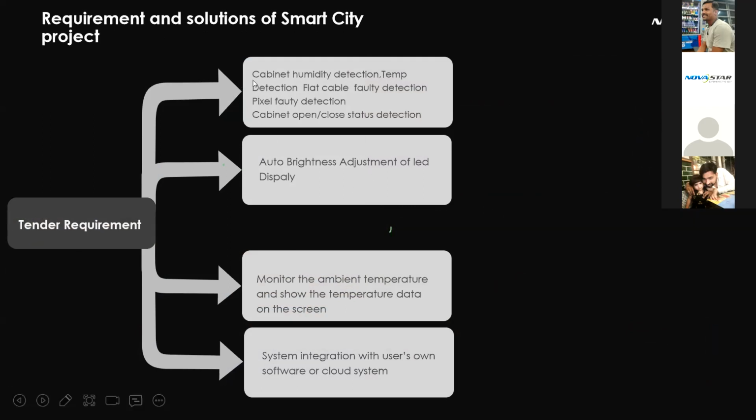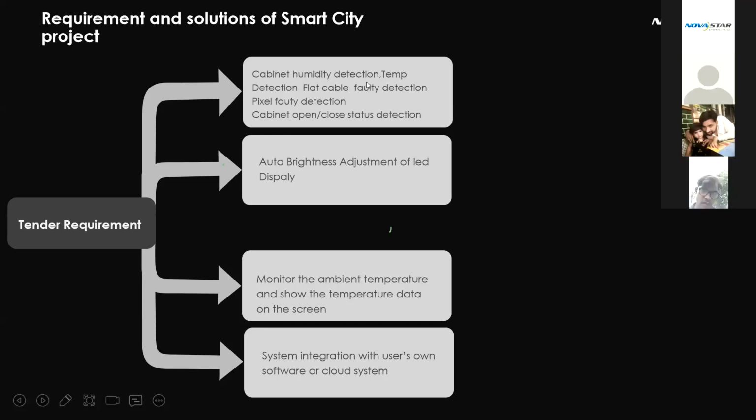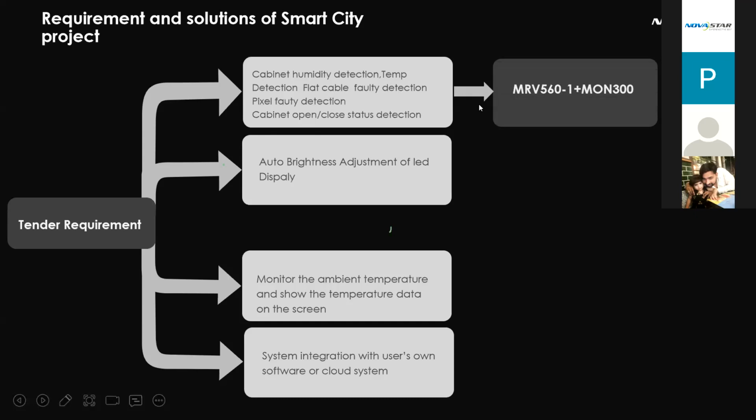The first one is the cabinet humidity detection, temperature detection, flat cable faulty detection, pixel faulty detection, cabinet open or close status detection. So for this kind of requirement, you need our special receiving card, MRV 560, plus our monitoring card, MON 300.